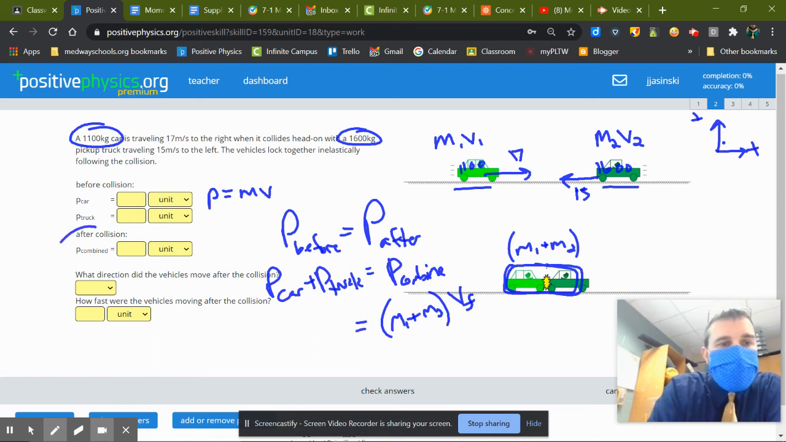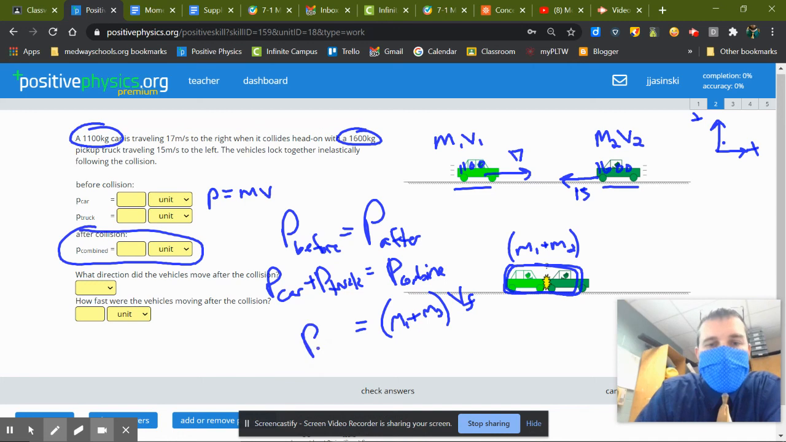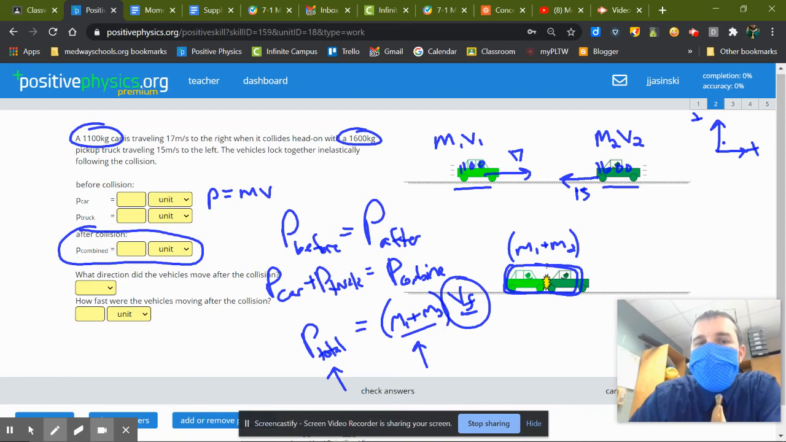And how fast were the vehicles moving after the collision? Well, we know the total combined momentum, and for conservation of momentum, that's going to stay the same. So whatever that total momentum is equal to the total mass times that final velocity. We know the total momentum, we know the total mass, solve for final velocity.